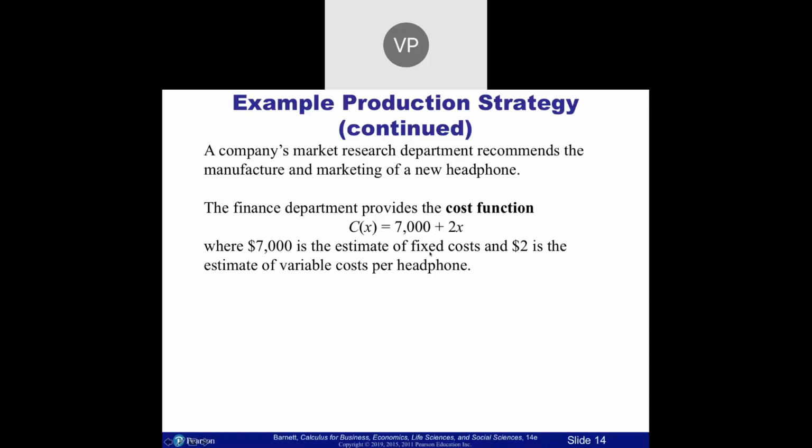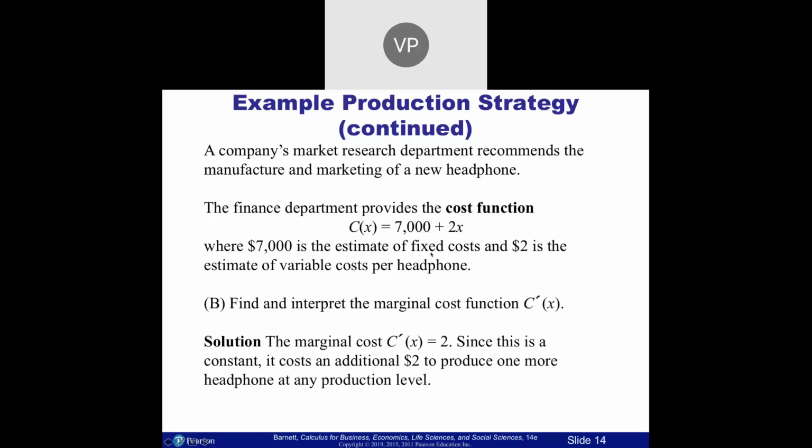So we have our variable and our fixed cost. Now they want to get the marginal cost. Excuse me. We want to find and interpret the marginal cost function. So that means get the derivative. Well, the derivative is just 2. The derivative of 7,000 is nothing. The derivative of 2x is just 2. So what that says is, this is a constant. It means it costs an additional $2 to produce one or more headphones at any level.